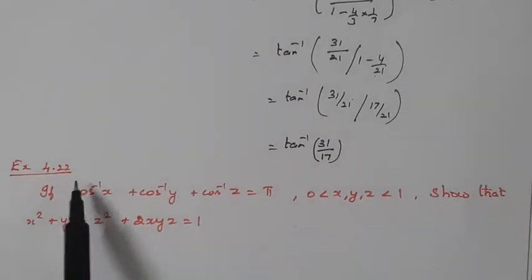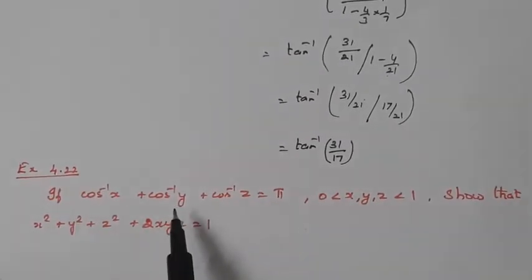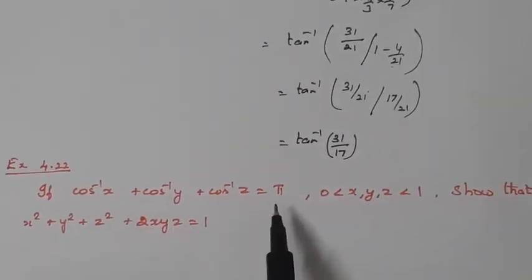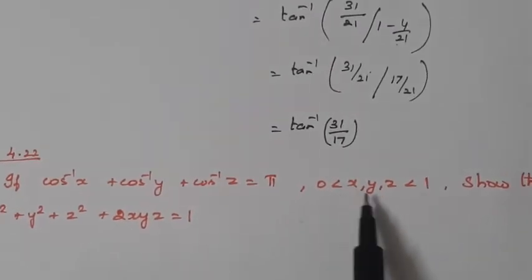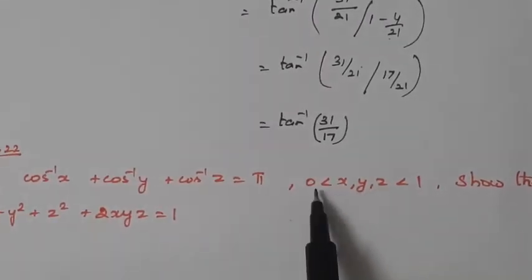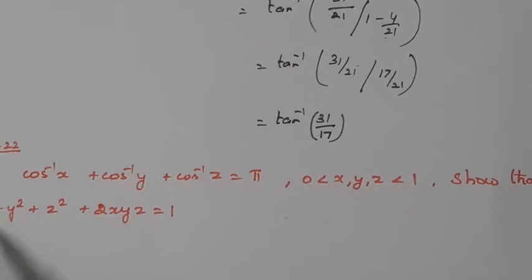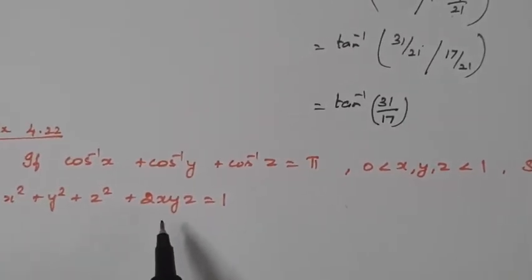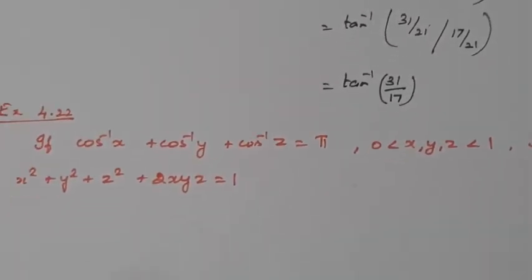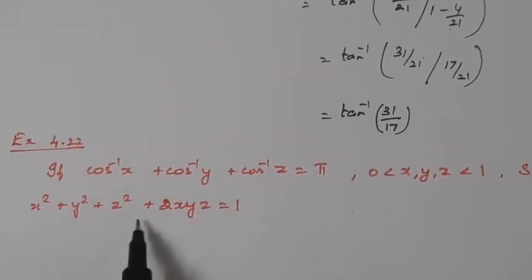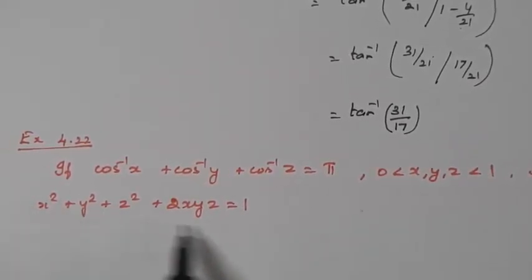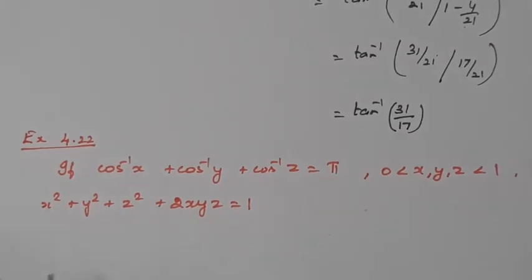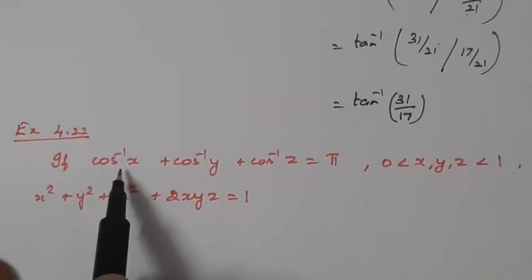Next, example 4.22. If cos inverse of x plus cos inverse of y plus cos inverse of z is equal to pi, where x, y and z lie between 0 and 1, show that x squared plus y squared plus z squared plus 2xyz is equal to 1. So, with the help of this condition, you are going to show this equation is true. Now, here three terms are given.